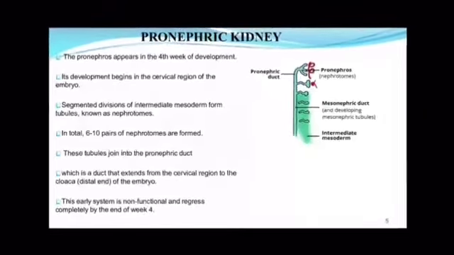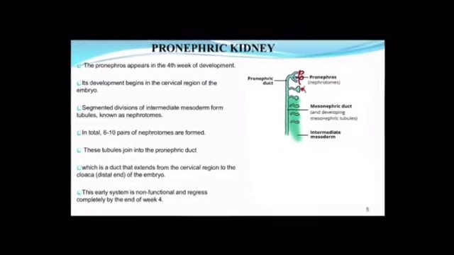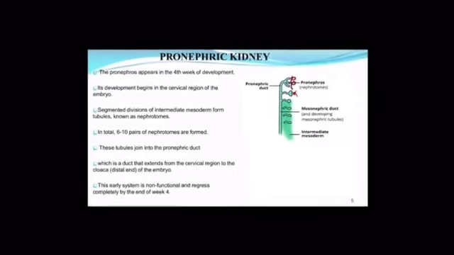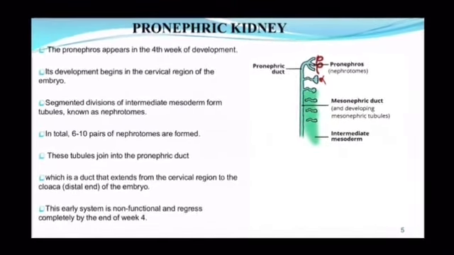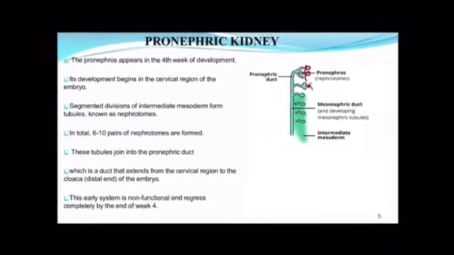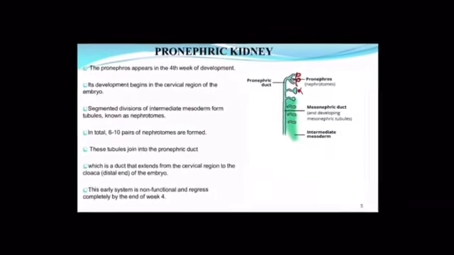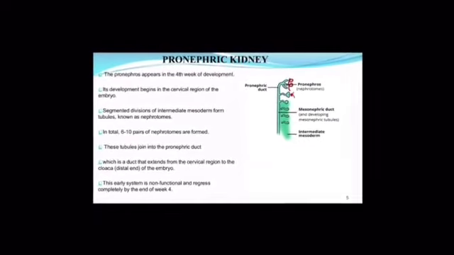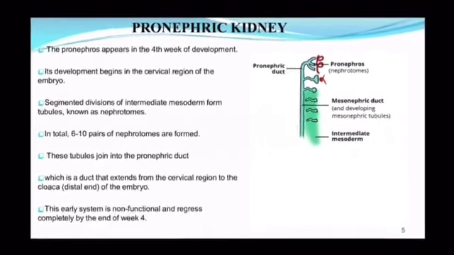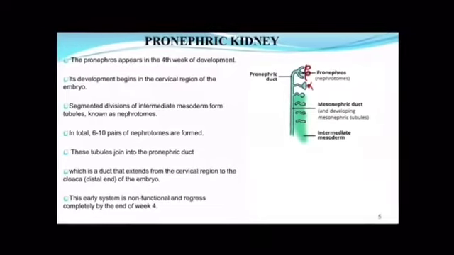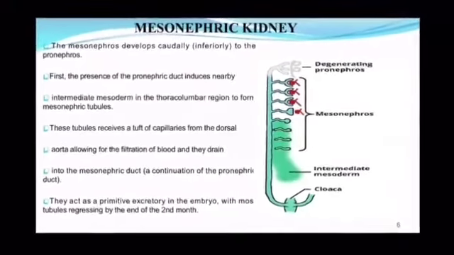And looking at the pronephric kidney, the pronephros appears in the 4th week of development, and the development begins in the cervical region of the embryo. Also, segmented divisions of intermediate mesoderm form the tubules known as the nephrotomes. In total, we have 6 to 10 pairs of nephrotomes that are formed, and these tubules join into the pronephric duct, which is a duct that extends from the cervical region to the cloaca of the embryo.